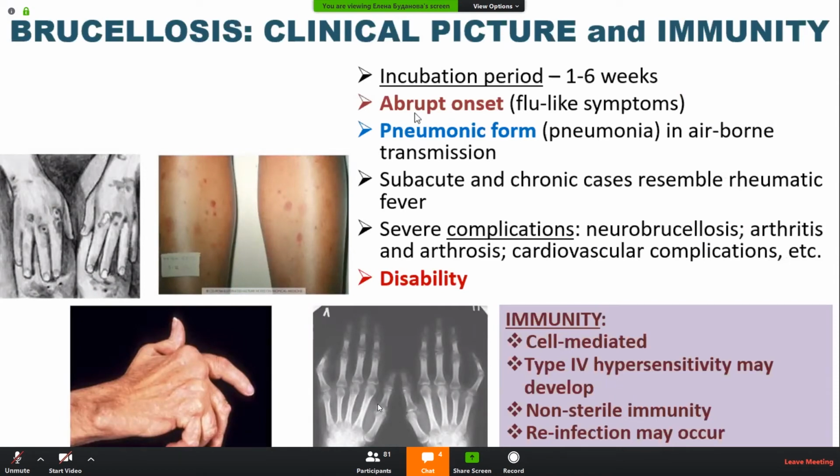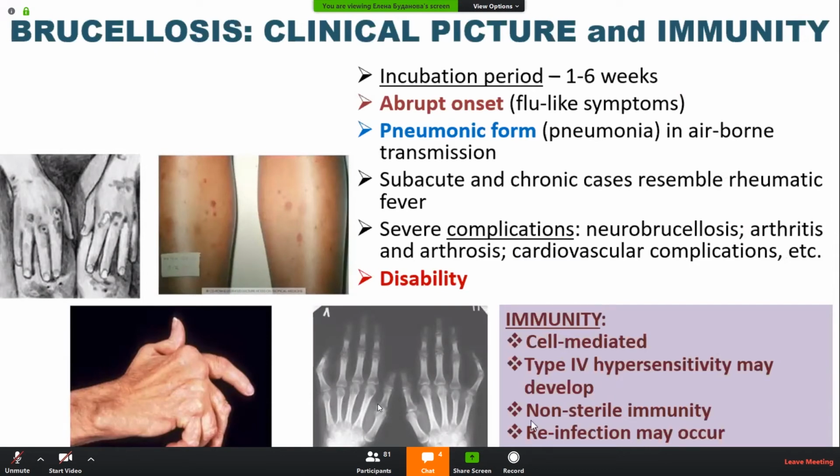But it starts with non-specific flu-like symptoms. That is why the primary steps of the disease can be missed in misdiagnosis, and it may cause severe complications with disability development. Fortunately, it is not fatal in most cases. The mortality rate is lower than 1%, but patients become disabled.